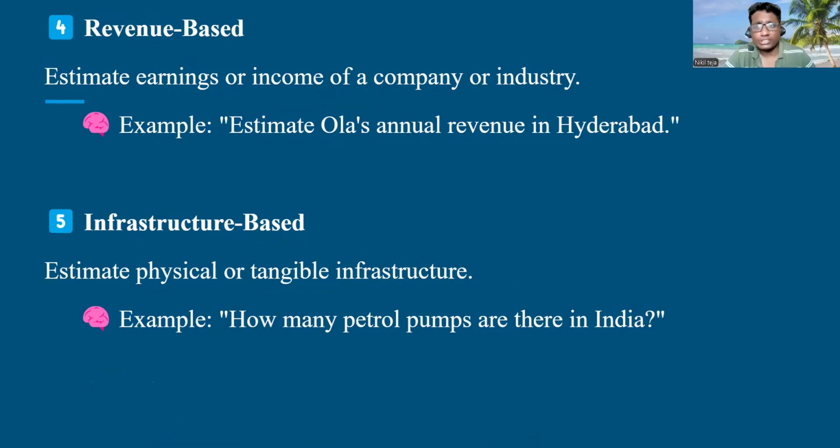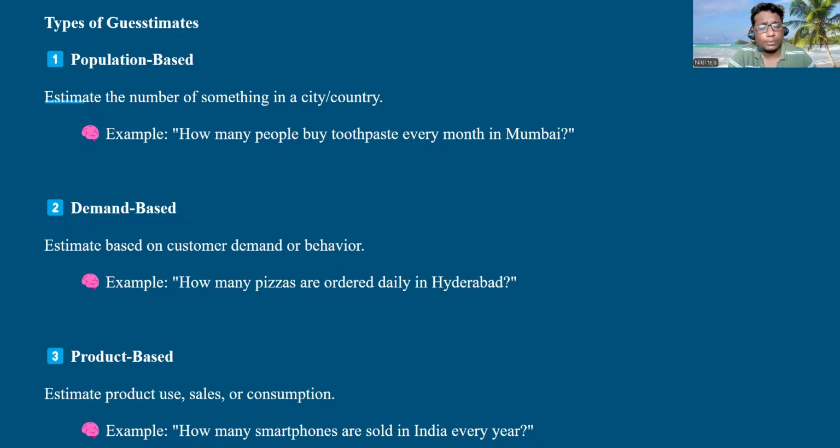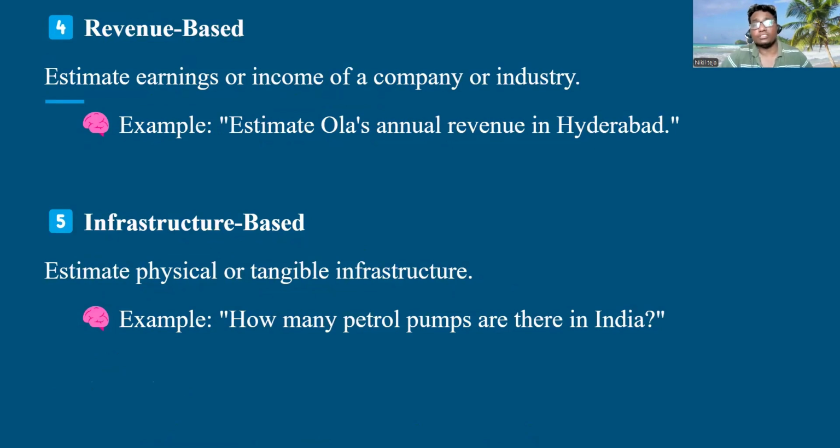So revenue based will also be there. Like there will be population based, demand based, demand of a product or service. Estimating the population. Product based means how many products are sold, how many products are used, how many products are consumed. As well as revenue based. What is the revenue of the particular region? What is the revenue of the particular city of the particular country? What is the revenue of the particular product of the particular city? Something like that. There will be revenue based estimates too.